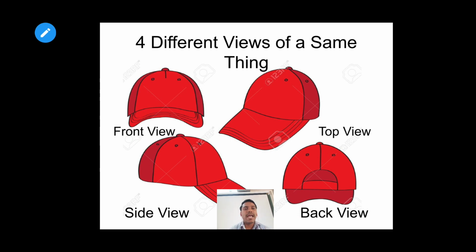Now, our favorite cat. Okay, it has four different views. First is a front view, second top view, third side view and fourth back view. So every particular object has a different kind of views, however, we see it from different angles.